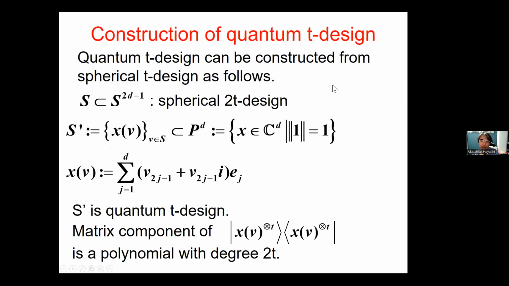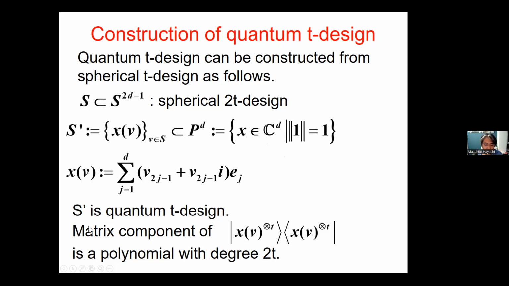As you know, that kind of quantum T design can be constructed by using the spherical 2T design. So we choose the subset S to be a spherical 2T design. In that case, for an element v of the sphere, we consider a vector in this way. So this is a normalized vector. So we consider that subset S prime. So S prime is a quantum T design.